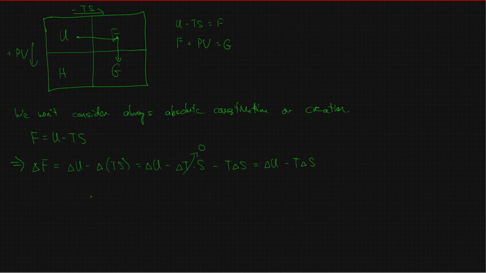And so using the first law of thermo, we can expand out this delta U, right? So we can write that as Q plus W minus T delta S. Okay, so now what we can say is that if there's no new entropy created in this process.